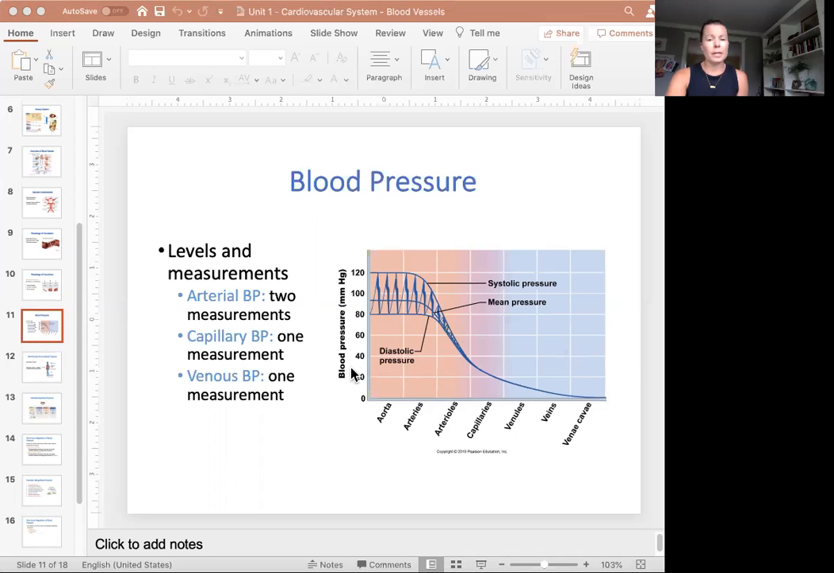Then the other measurement is diastolic pressure. This is when the ventricles are in diastole. So it's blood pressure in the artery as the ventricles are relaxing.